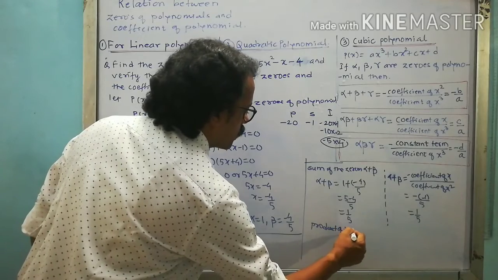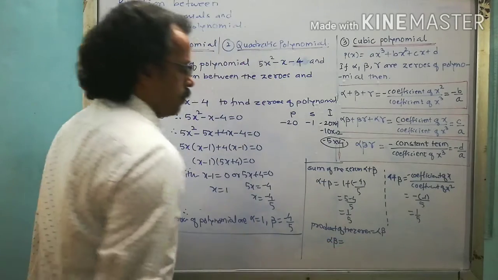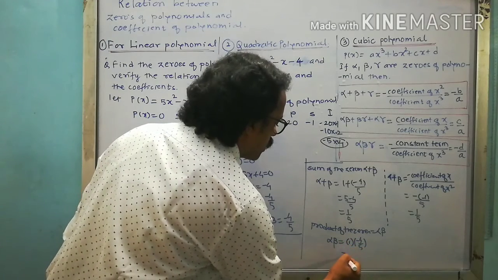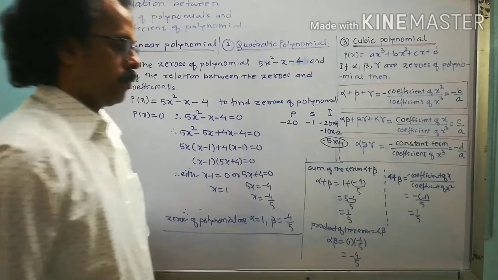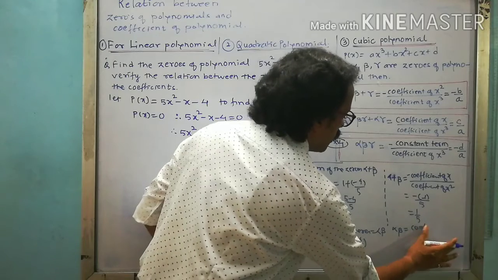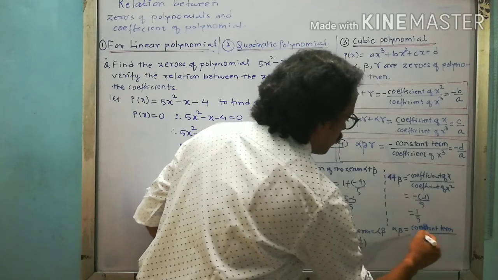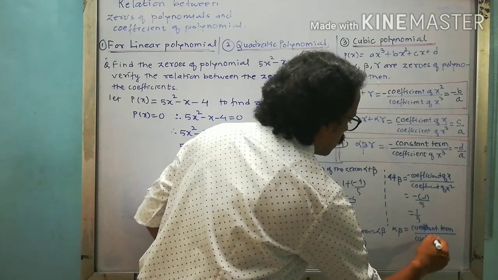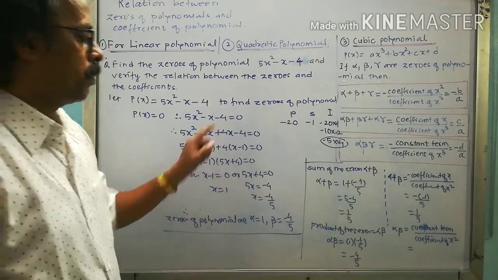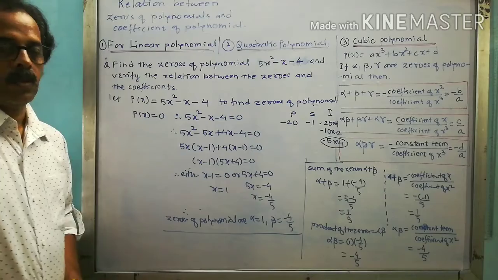Again, the product of the zeros is equal to alpha into beta. So what is alpha into beta? Product of zeros, 1 into minus 4 by 5. So what are you getting? It is minus 4 upon 5. Okay. Now there, alpha into beta, what was the formula? That is the constant term divided by the coefficient of x square. What was your constant term? The constant term here was minus 4, upon the coefficient of x square, which is 5. So we obtained that they are equal.